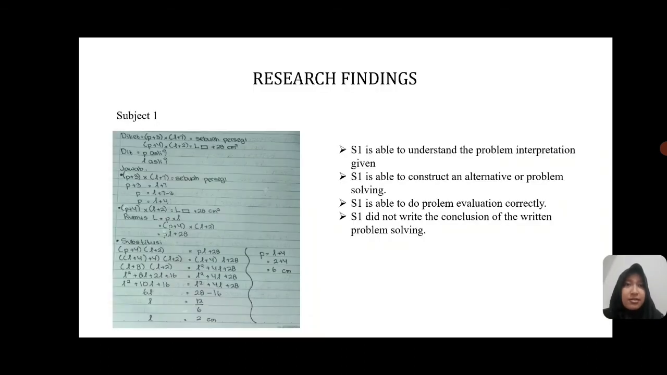Research findings. This is the answer from subject 1. Subject 1 is able to understand problem interpretation given. Subject 1 is able to construct an alternative of problem solving. Subject 1 is able to do problem evaluation correctly. Subject 1 did not write the conclusion of the written problem solving.